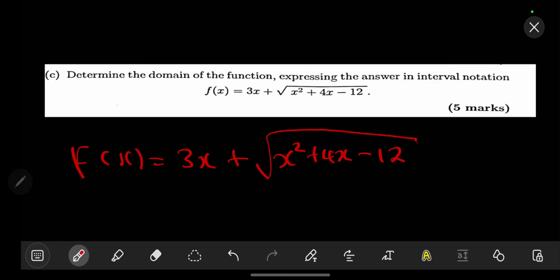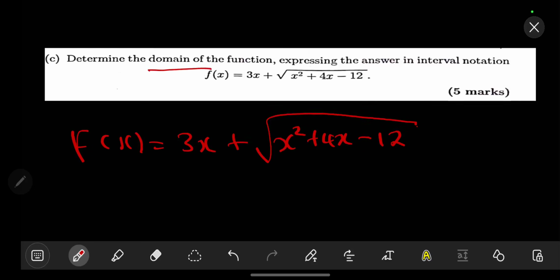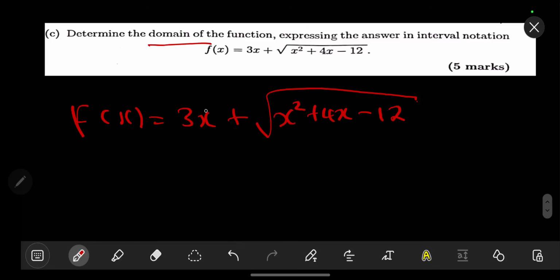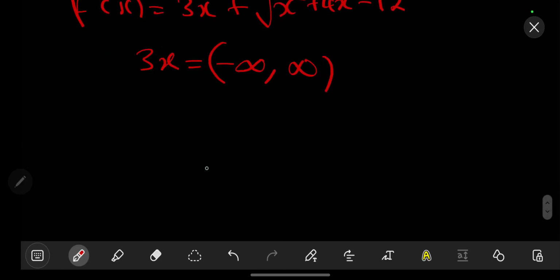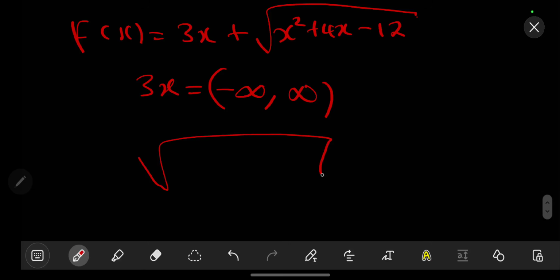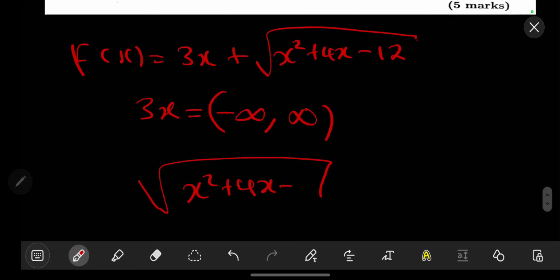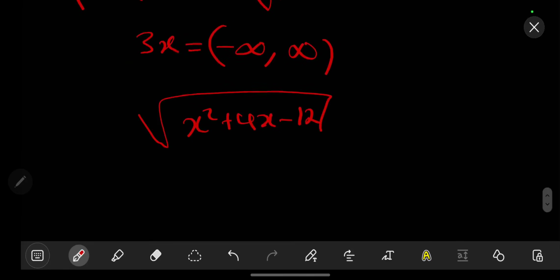So this is going to give us a value. To find the domain, let's state the domain of these individually. The domain of 3x is equal to negative infinity to positive infinity. The domain of any linear equation is negative infinity to positive infinity. Then for this other one, the domain of the square root of x squared plus 4x minus 12 should always produce a value that is 0 or greater than 0.